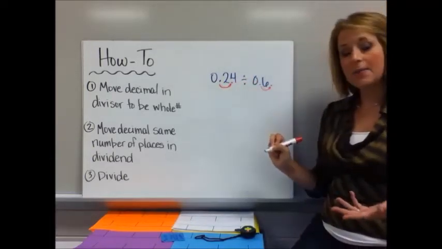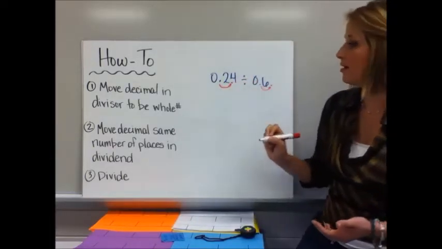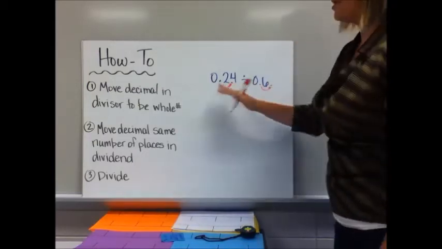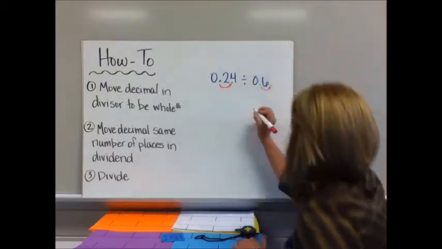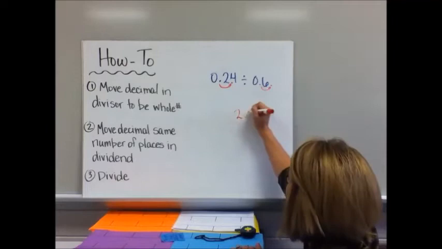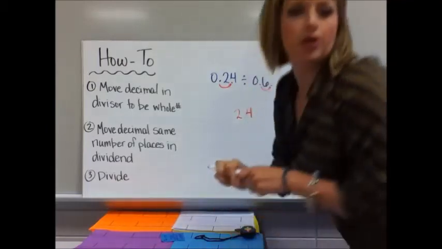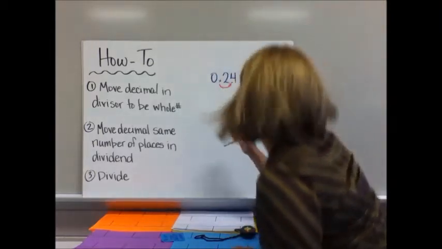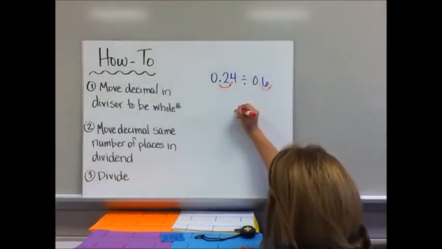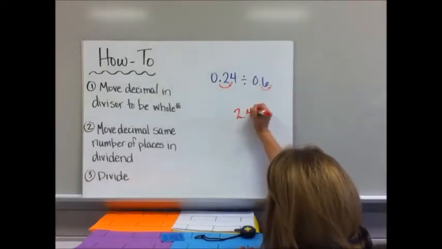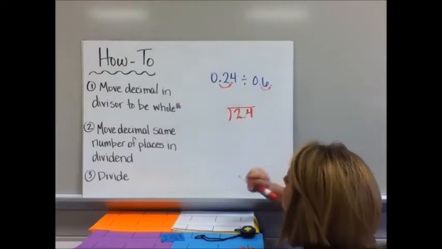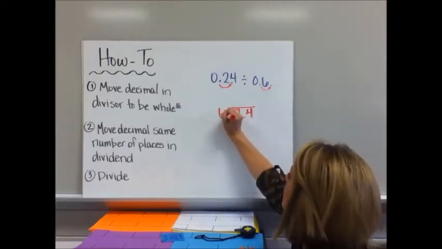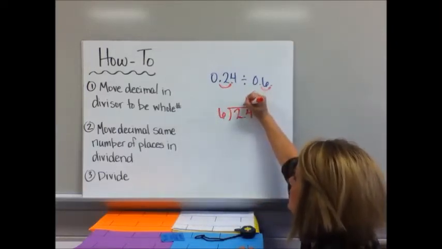Okay, and then I'm going to divide, and we need to set this up as long division. So the first number is going to go inside the box. I'm going to swap markers. Okay. That's better. 2.4 divided by 6. I line my decimal up.